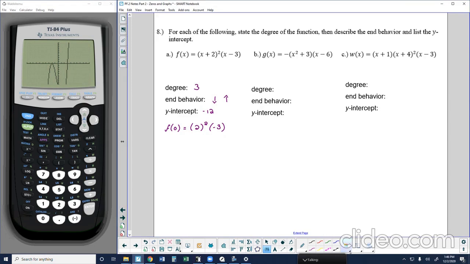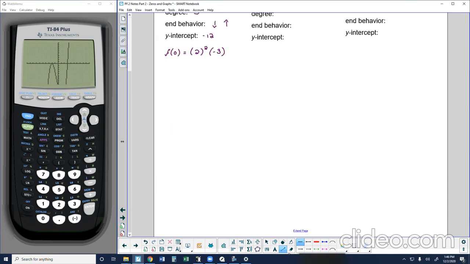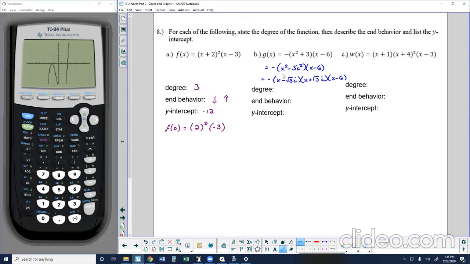B is a little bit different for the degree because this is not fully factored into linear factors. So if I wanted to look at this in linear factors, and you wouldn't necessarily have to, but I would be splitting this into a difference of 2 squares. This would end up being x squared minus (3i) squared, which would end up giving us (x - root 3 i) times (x + root 3 i) times (x - 6). So the degree of this function would be the multiplicity of the linear factors all added together. So 1, 1, and 1, total of 3.